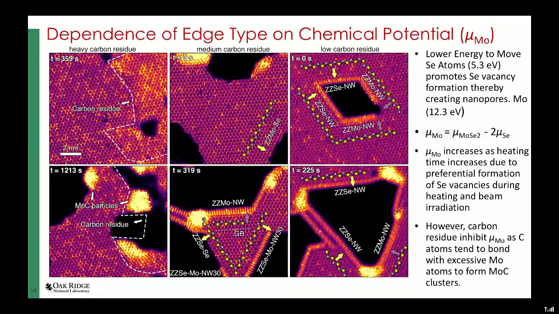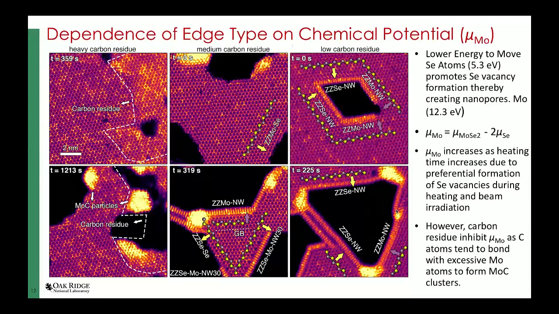So we notice that there's a dependence of these edge types on the chemical potential. In these experiments, the materials are molybdenum and selenium atoms. We have the electron beam interacting with matter, and also the thermal exposure that's interacting with the substrate material itself. The lower energy of a selenium atom promotes the vacancies. So it's very easy to kick out selenium atoms from these structures simply by beam irradiation and simply by heating up with the electron beam. And it's a lot more difficult to move the molybdenum atoms.